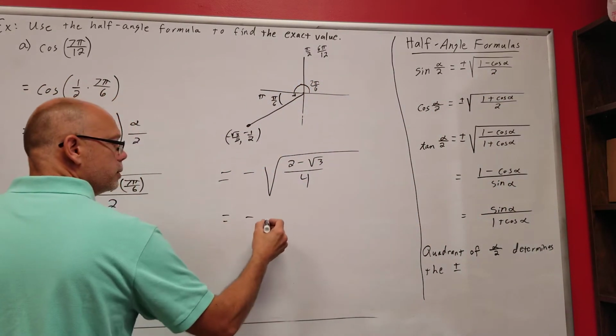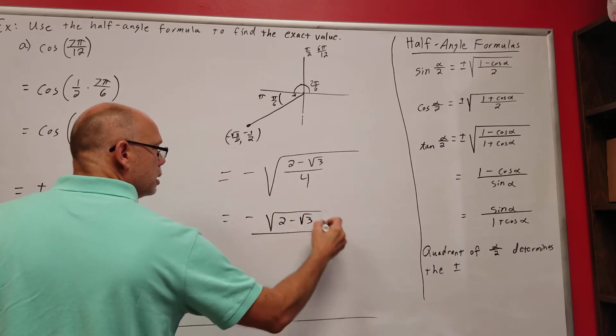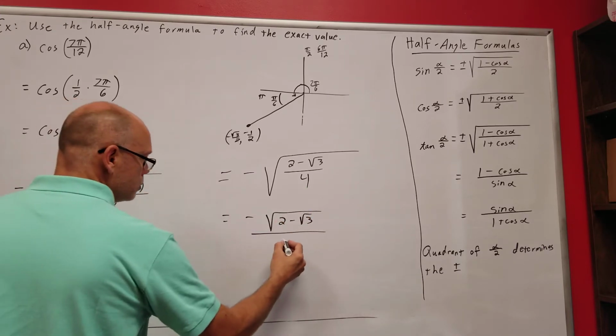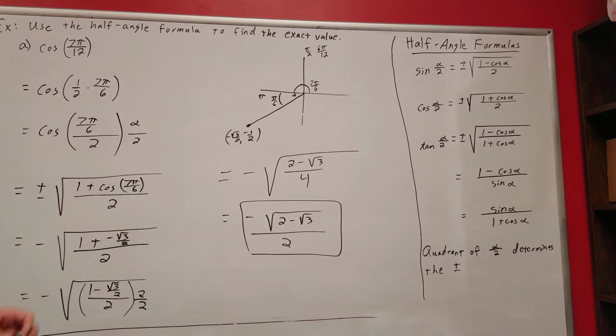Well, that's negative. The top stays under a radical. 2 minus square root of 3. How about the bottom? What's square root of 4? Square root of 4 is 2. There's my exact value of the cosine of 7 pi over 12.